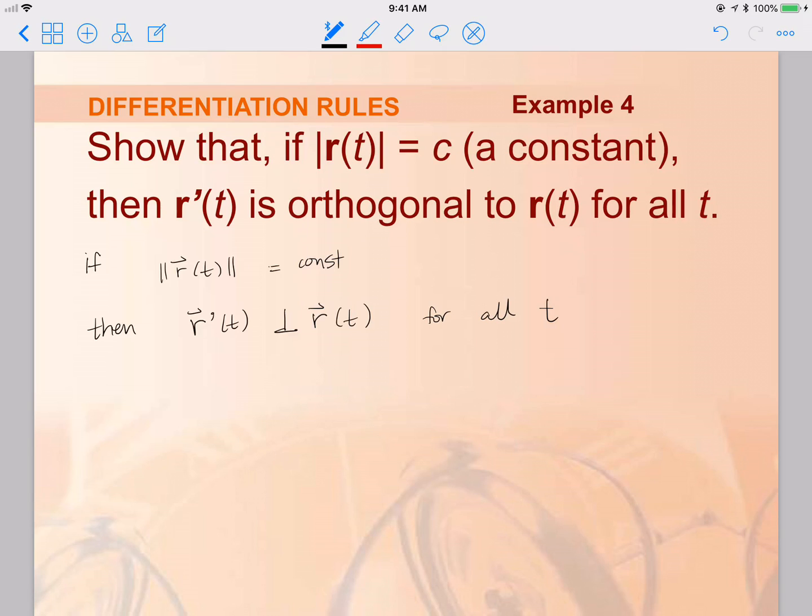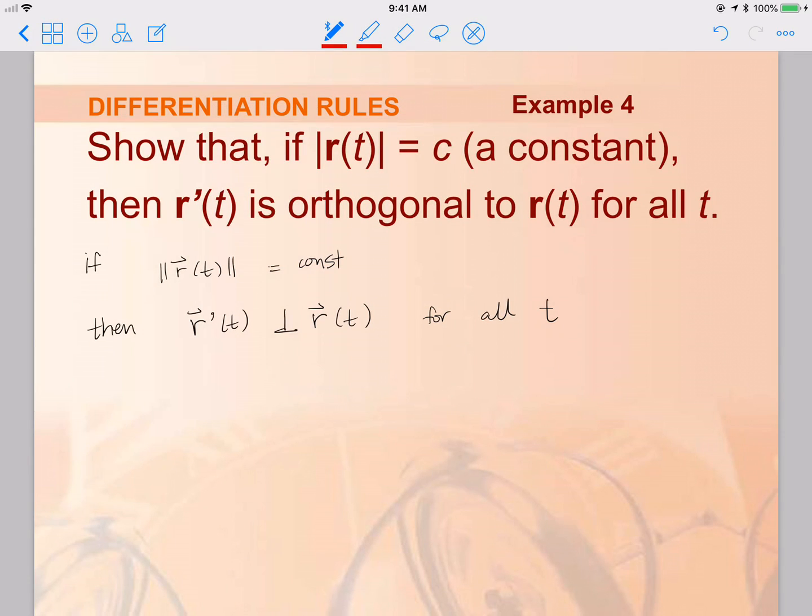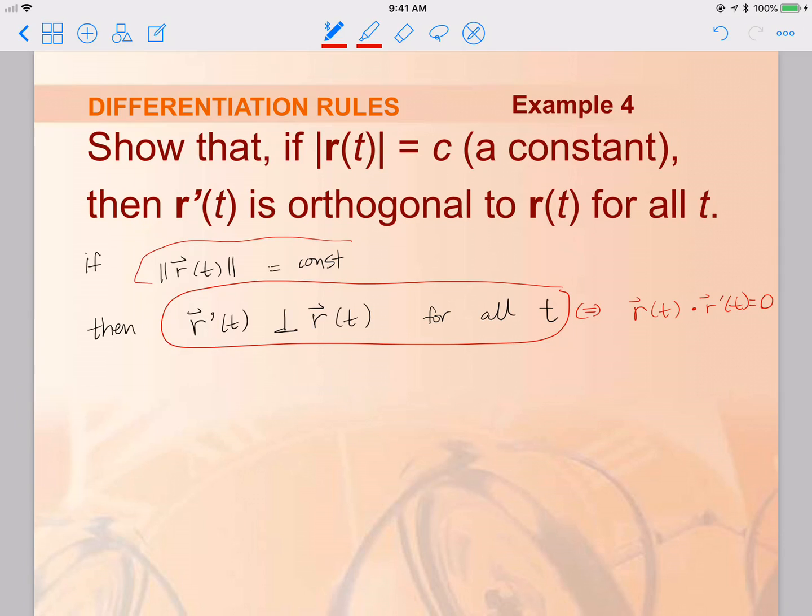Now, first of all, what's one way that we can prove that r'(t) is orthogonal to r(t)? Well, this happens if the dot product is equal to 0. So another way of writing this is to say that we want r(t) dotted with r'(t) to be equal to 0. Okay? Now, let's work on the front half here.